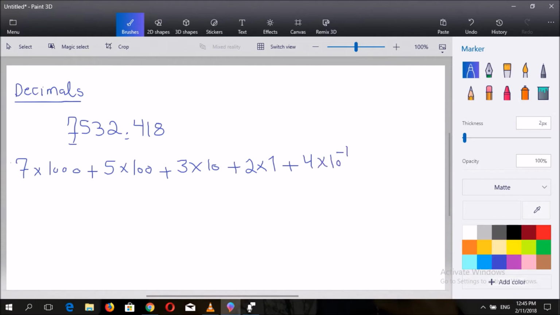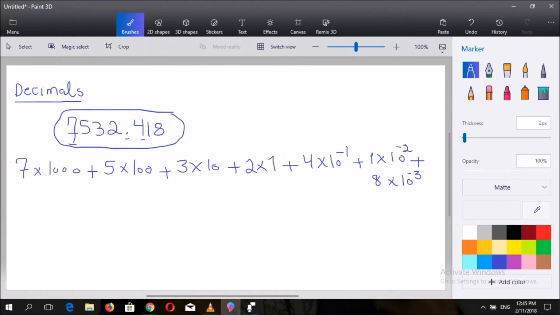So we have 7,000. The way we read this number is 7,000. So 7 is multiplied by what? It is multiplied by 1,000, right? This is a different way we can write the value of this number. What else do we say when we read the value of this number? We have 7,500, so we need to add 5 multiplied by 100, right?